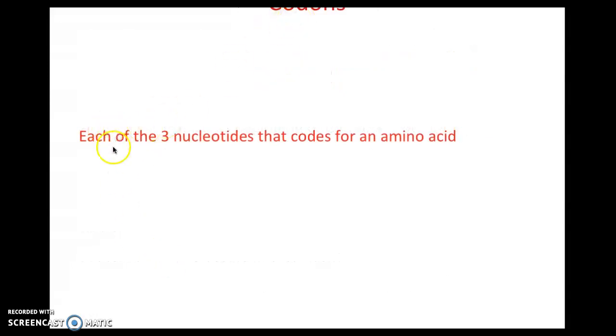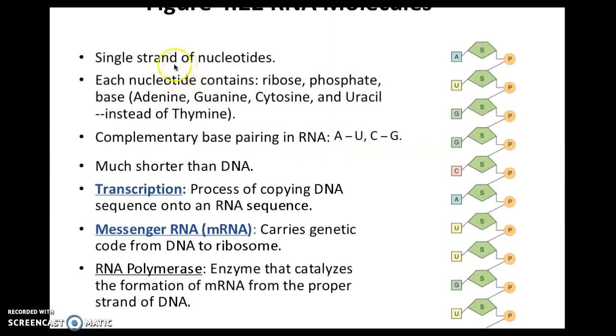Okay, so codons are each of the three nucleotides that code for an amino acid. RNA molecules are single-strand nucleotides, and there are some differences in DNA and RNA, and we'll go through those in a second. Transcription is the process of copying the DNA and making an RNA sequence. You have messenger RNA that's found in the nucleus. It makes the copy of the DNA and that goes out throughout the cell in order to carry the message of the DNA.